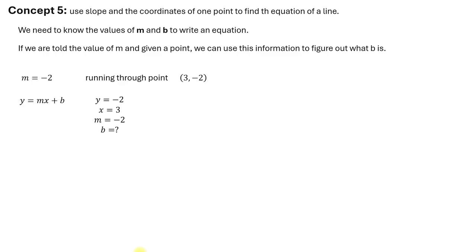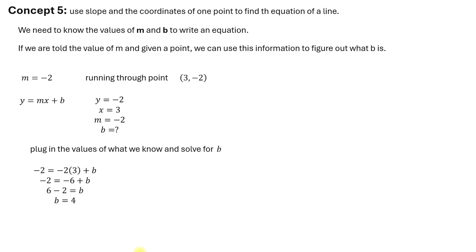So using the equation y equals mx plus b, we simply plug in the known values and solve for b. So y equals mx plus b, our y is negative 2, our x is 3, our m is negative 2, and we need to solve for what b is. So we plug in those values, and when we solve for b, we get a value of 4 for b. So now we know what b is, we know what m is, we have enough information to write our equation.